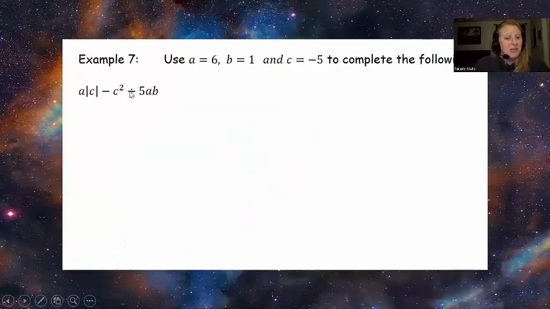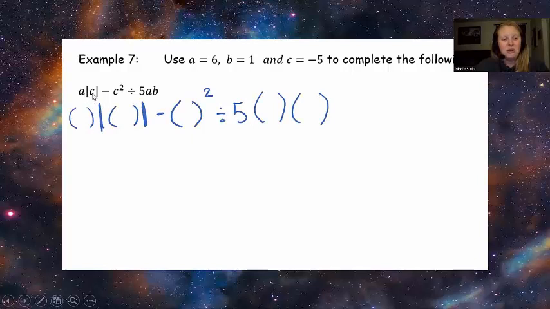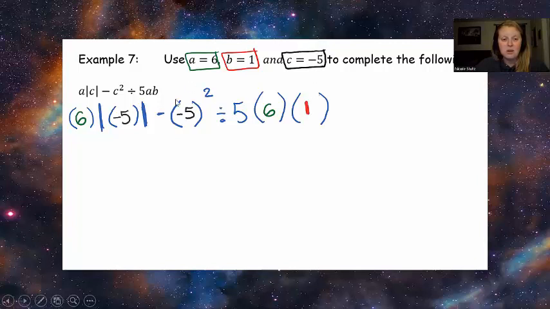We have one more example to go through, and then that's it. We're done. So we'll try it one more time, changing all our letters into parentheses and copying everything else exactly as it is. We're going to plug 6 in for A. So we have an A here and here. We're going to plug 1 in for B, which is on the end. And -5 is going to go in C spot. So in the bars and also by the little squared.